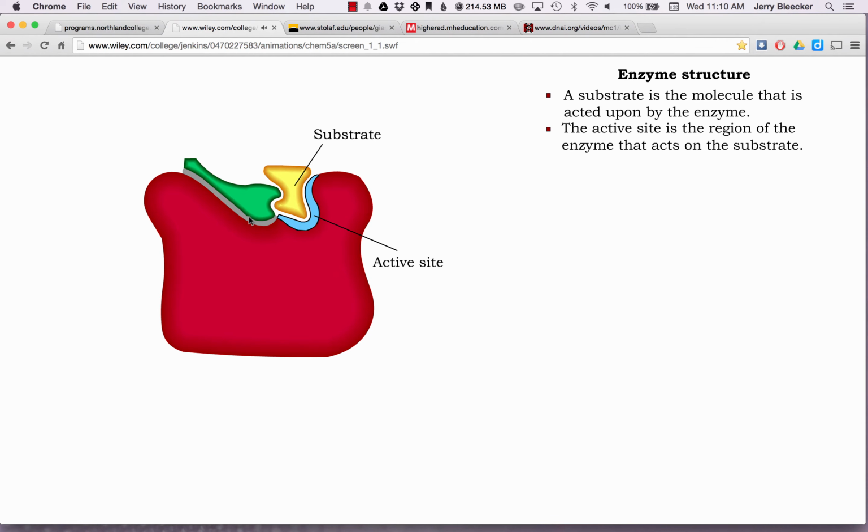It's why it's important to get your vitamins. It's why it's important to get your minerals, because if you want your enzymes to work well, they make the active site function properly.